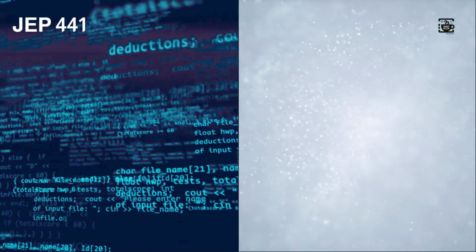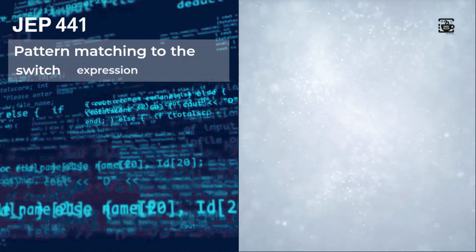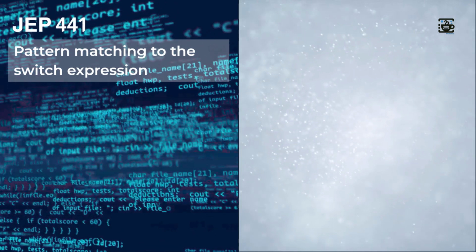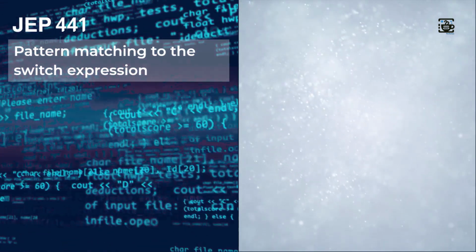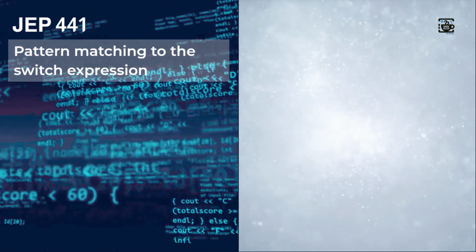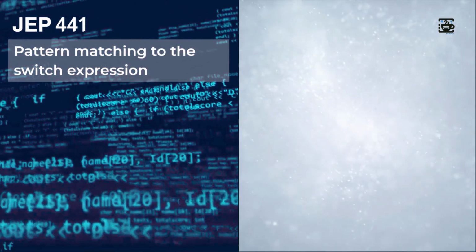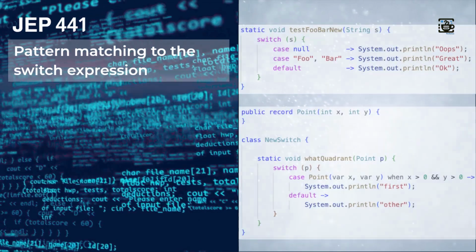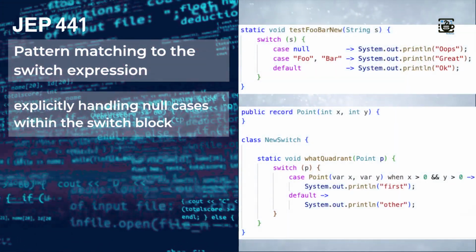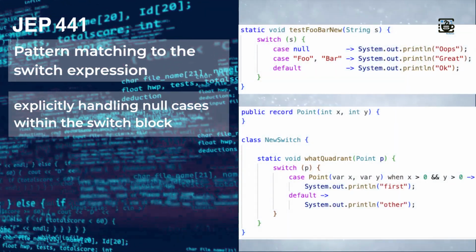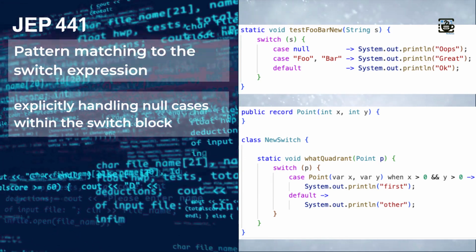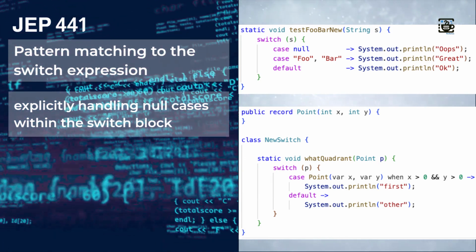JEP 441 extends pattern matching to the switch expression. This enhancement not only makes the switch statement more powerful but also more flexible, allowing for more declarative coding patterns and reducing the potential for errors. With the new enhancements, you can explicitly handle null cases within the switch block. This makes the code more robust and eliminates the need for external null checks.